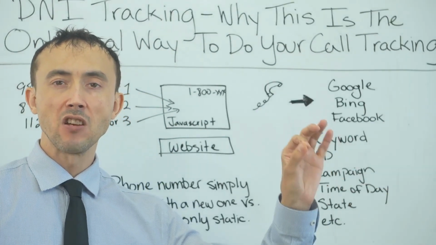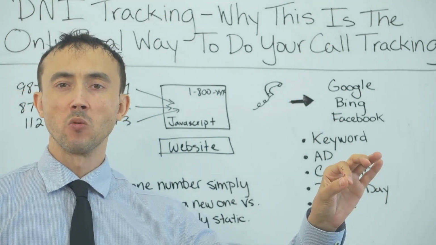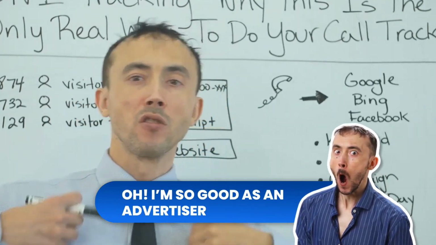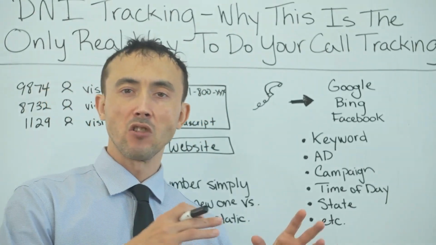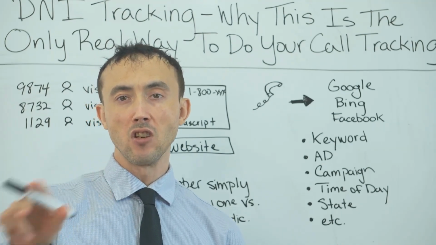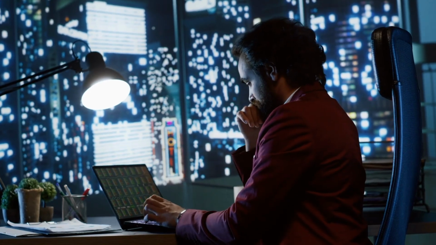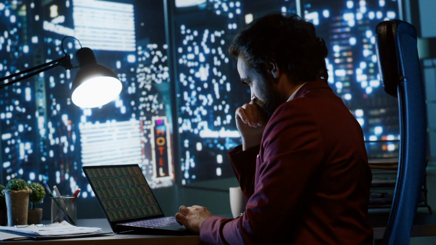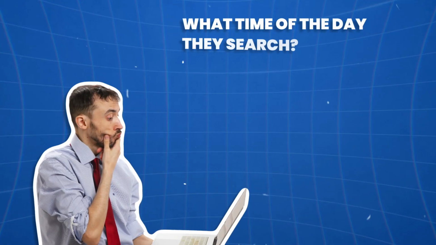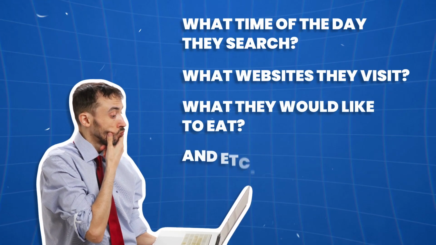The tracking data in your account is everything. You got to know what works and what doesn't work, not just for vanity purposes like, ooh, I'm so good as an advertiser. No, it actually is used not even just to optimize your ads as a human optimizer, but the algorithms use that data to identify what is actually working, and not even on a keyword level, but on a user level. What time of the day they searched, what websites they visit, what do they like to eat, and on and on and on.